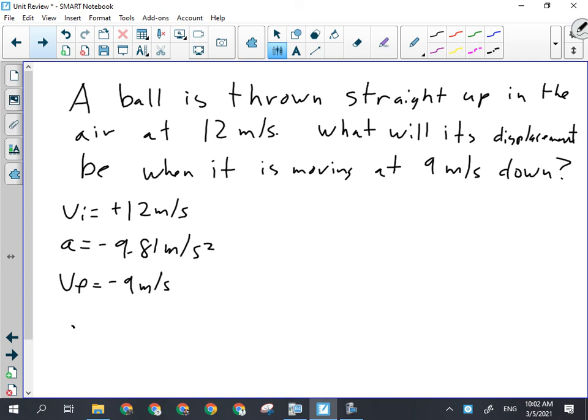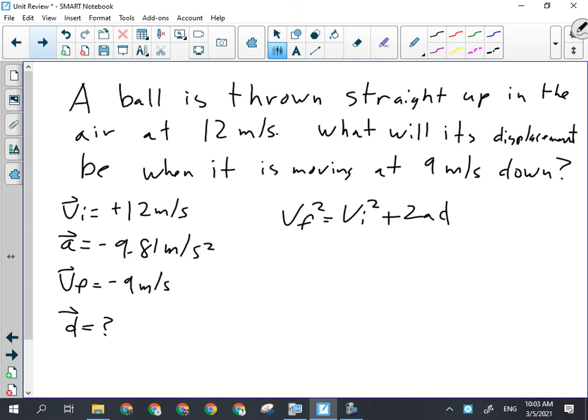Right. So we're looking for the displacement of the object at that point. So what formula would I use there? VF squared equals VI squared plus 2AD. Yeah, exactly. This is why we want to write down our givens. It helps us to pick our formula. This is the only formula I have that will solve this in one step. Is there a way to do this in more than one step? Yes. Why would you do it in more than one step if you can do it in one step?